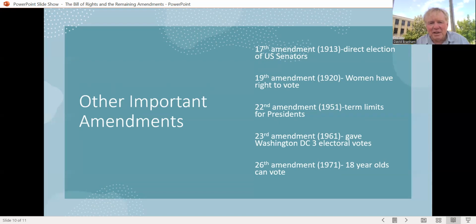So Lyndon Johnson, when he was president, Kennedy was killed in 1963. He only had about 14 months left in his term when he was killed. So Johnson was able to run for 2 more terms if he chose to. He chose not to.